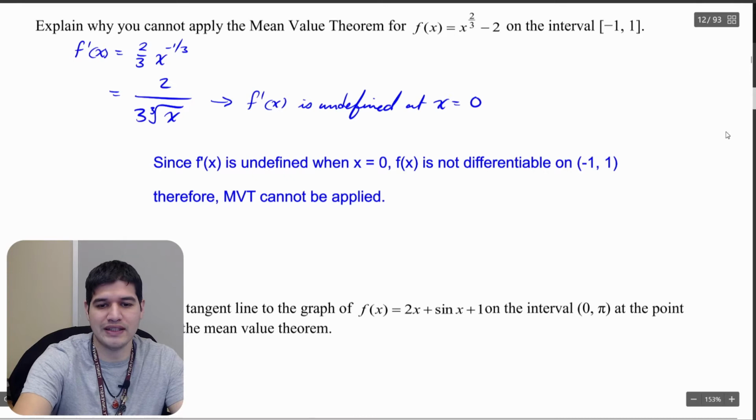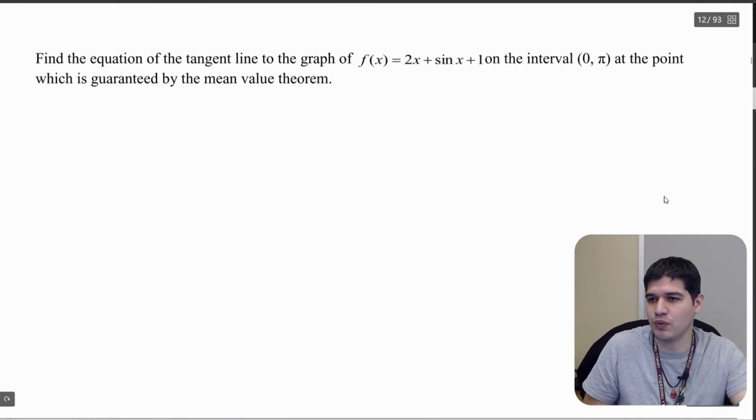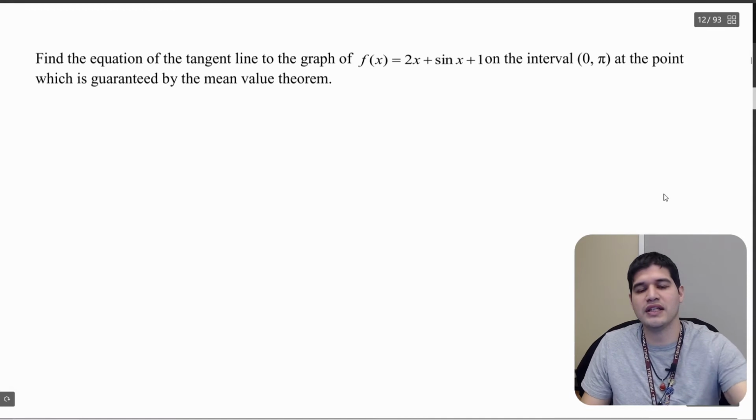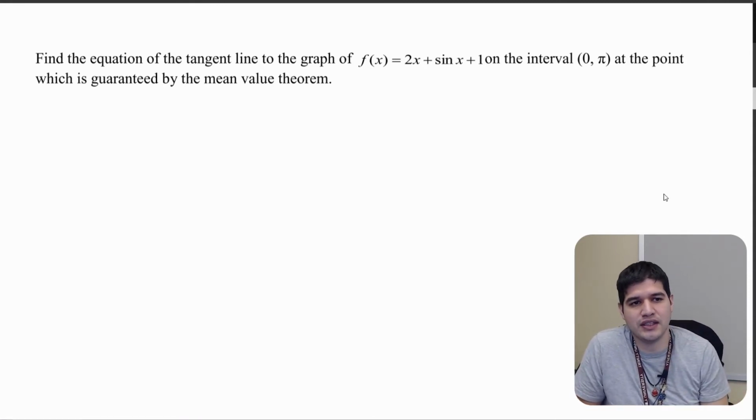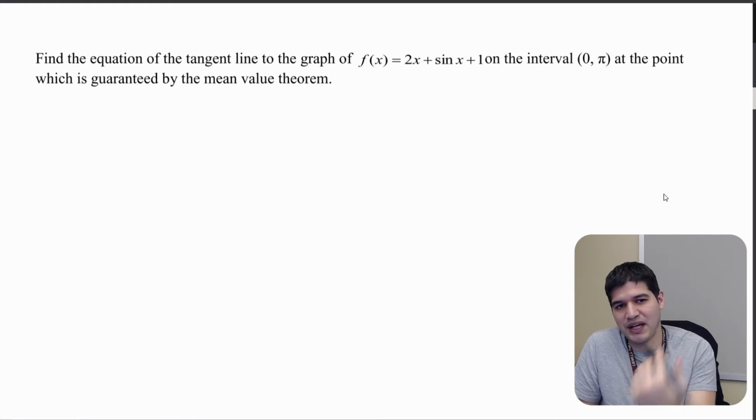So now let's go into the second problem, and this is the one that we're really going to spend a lot of time on here. So let's find the equation of the tangent line to the graph of f of x equals 2x plus sine x plus 1 on the interval from 0 to pi at the point which is guaranteed by the mean value theorem. All right, so what do we need to turn in?